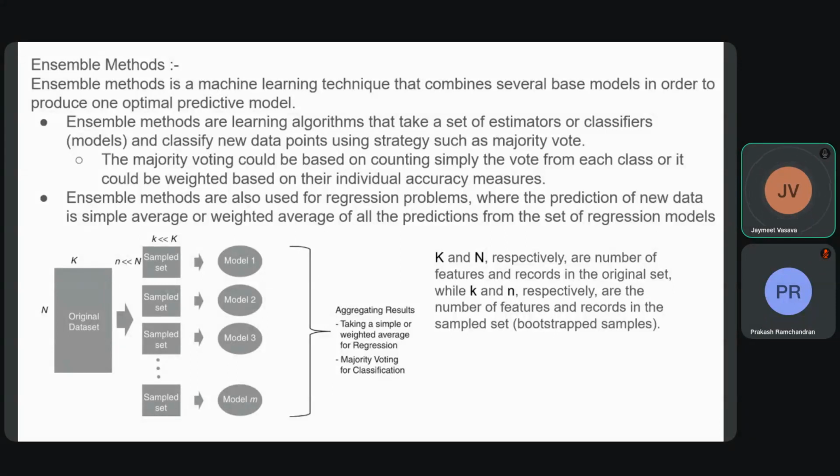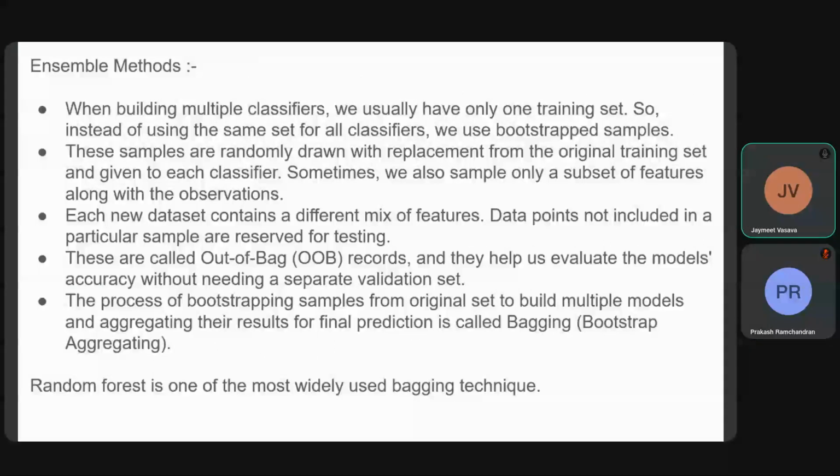We'll see why we have said the bootstrapped samples further. When building multiple classifiers, we usually have only one training set. So instead of using the same set for all the classifiers, we use bootstrapped samples. These samples are randomly drawn with replacement from the original training set and given to each classifier. Sometimes we also sample only a subset of features along with the observations. Each new data set contains a different mix of features.